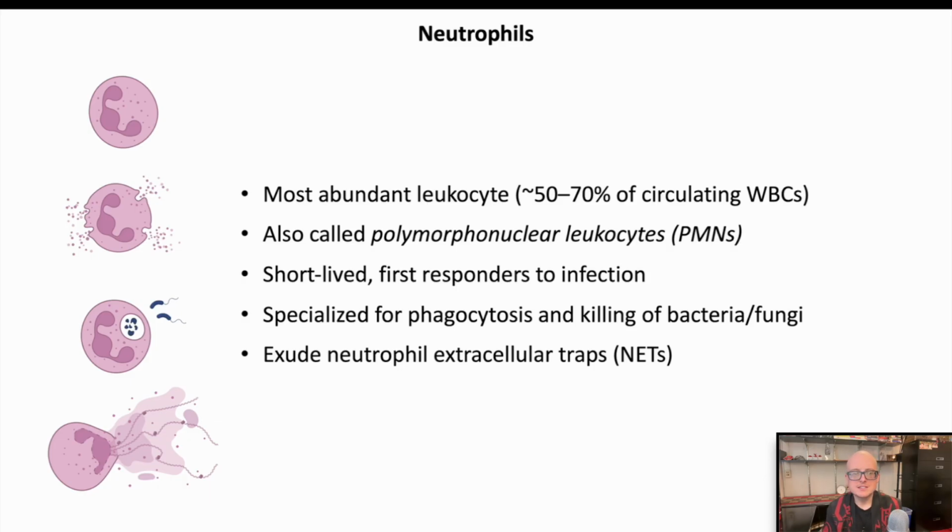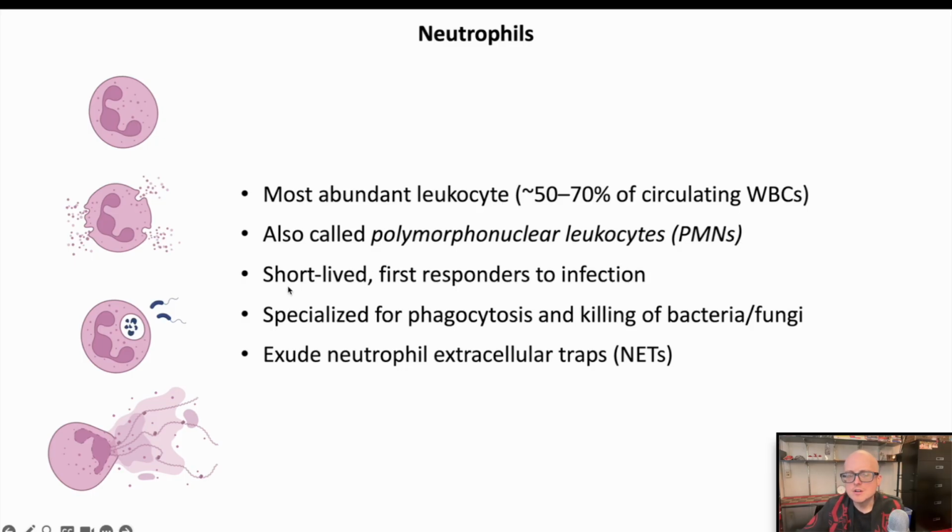Related to something that I just said about the appearance of their nuclei, they also have an alternative name called polymorphonuclear leukocytes, or PMNs. You'll see that abbreviation frequently referring to neutrophils. From this name, poly meaning many, morphonuclear meaning the shape of the nucleus, they appear to have multiple nuclei. So they are sometimes referred to as being polymorphonuclear.